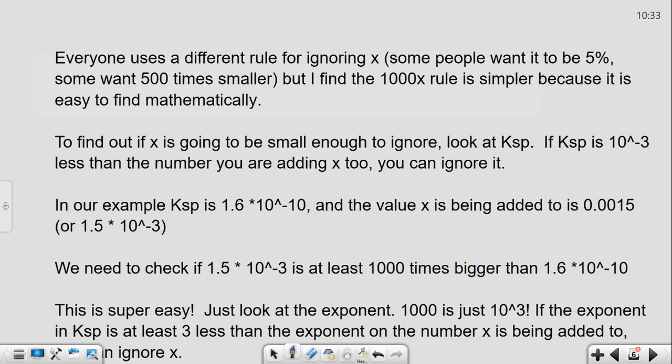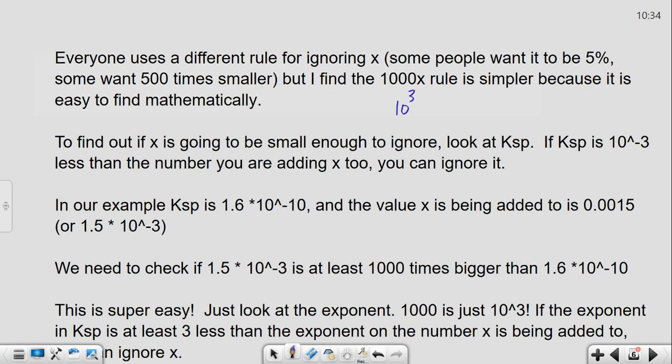Now, if you go on to take more chemistry, don't be surprised if you see this rule applied in different ways. Everyone uses a different rule for when you can ignore x. Some people say if the x is 5% of whatever you're adding it to. Others want it 500 times smaller. Those are both great, they'll work just fine. But the 1,000 times rule is much simpler mathematically because it's just 10 to the power 3, which means all you have to do is look at your exponents and you can tell right away if it's 1,000 times smaller or not.